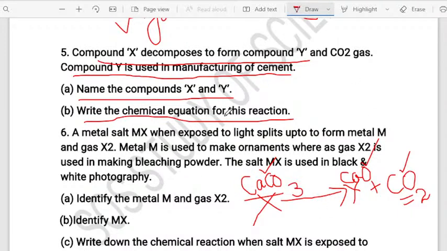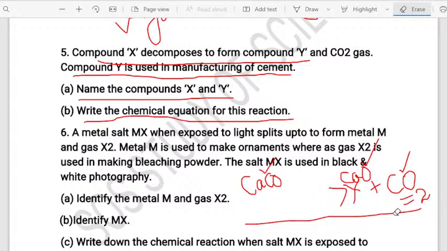Write the chemical equation for this reaction. What chemical equation will you write? See what I have mentioned here. This is the same chemical equation you will write in the exam. On heating calcium carbonate we get calcium oxide, that is quicklime. Another name for calcium carbonate is limestone. Calcium carbonate is called limestone. Fine. I think you are clear with this concept, students. Let me go to the next question.